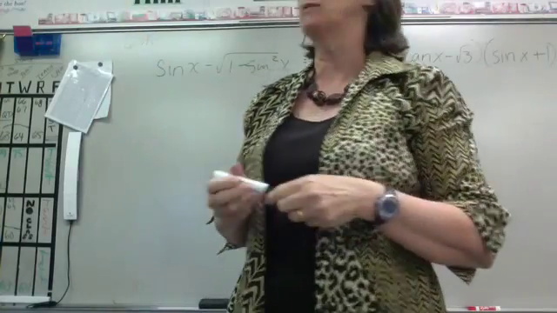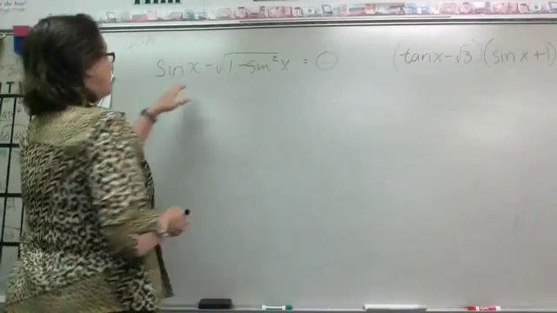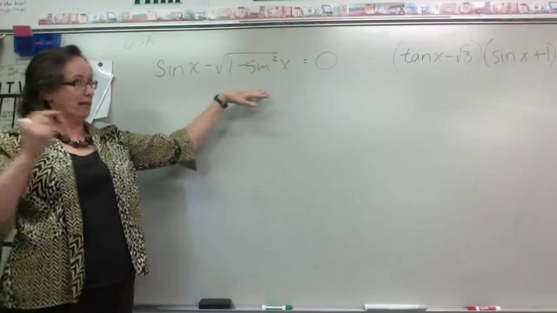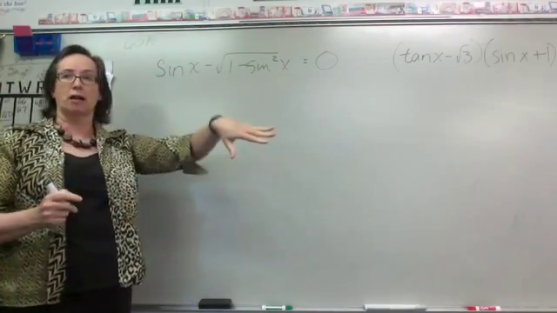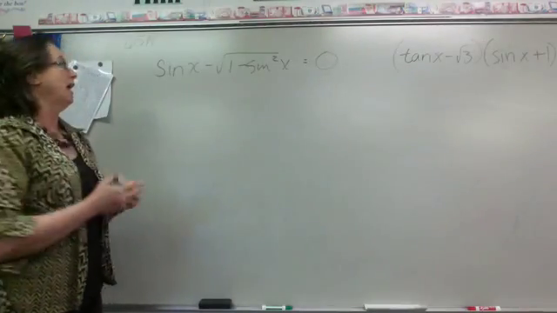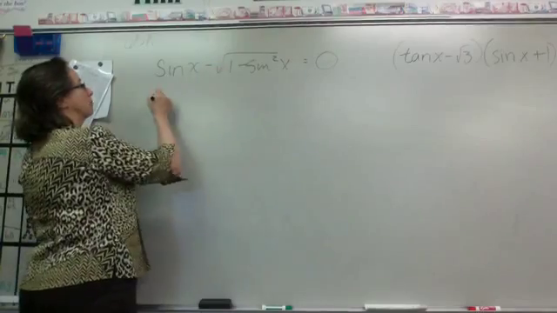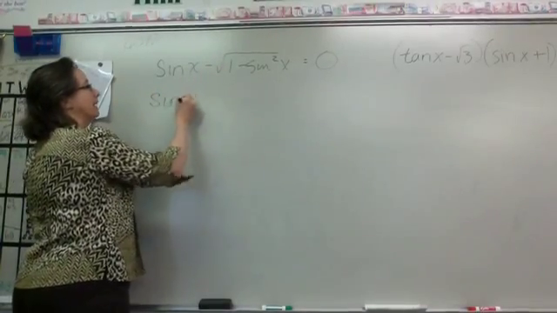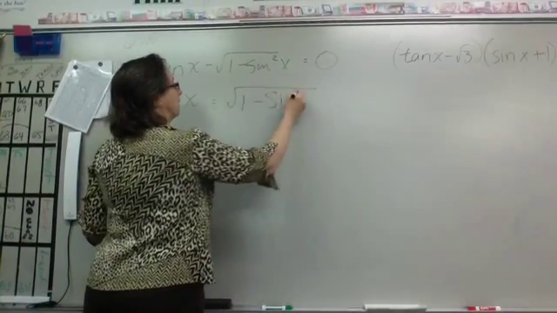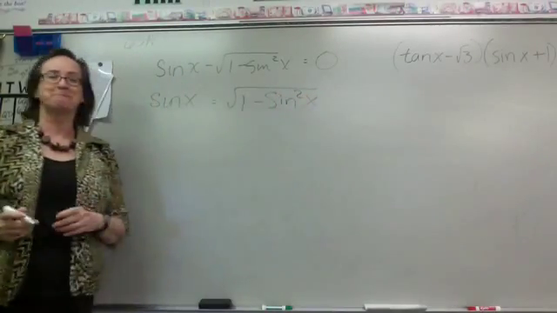In other words, squaring both sides of an equation, except right now the radical is not by itself, so I can't do that. I need to get the radical all by itself before squaring both sides of the equation will help me. So let's get the radical on one side, and let's get the sine x on this side, and get the radical all by itself.